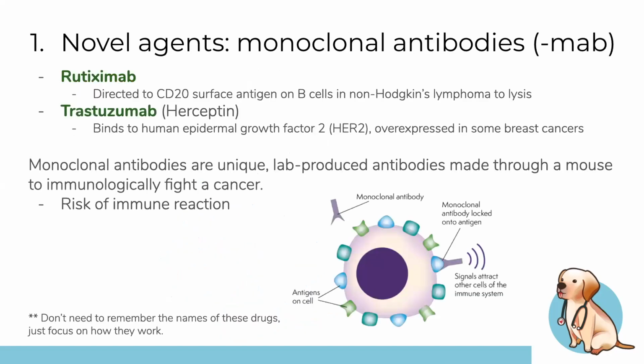Moving on to novel agents, monoclonal antibodies. These are my favorite to recognize because you literally have to remember that they end in MAB. So anything that ends in MAB is a monoclonal antibody, and the 2 on your core drug list are there. The idea is that these are basically antibodies produced in a lab to fight cancer. It does, however, carry the risk of an immune reaction because they are lab produced.